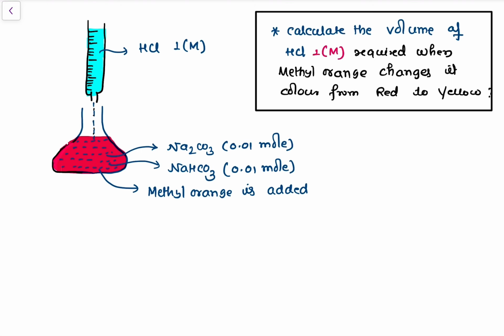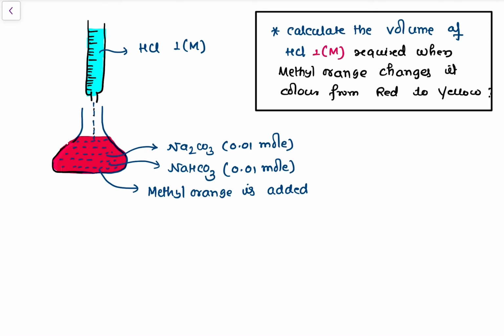0.01 mole of sodium carbonate and 0.01 mole of sodium bicarbonate is present. And again, the solution is basic in nature. That's why methyl orange is showing the color which is red. That's why I have drawn such a solution which looks like red in color. Now we are titrating that solution with respect to HCl, whose concentration is 1 molar.